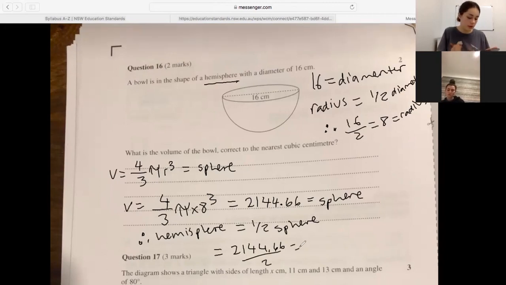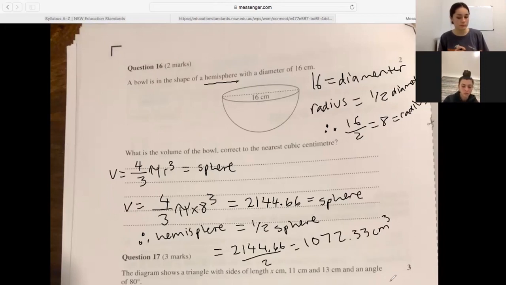And so divided by 2 equals 1 centimeter. Is that all good? Yeah. Dropping it down. So, yeah.